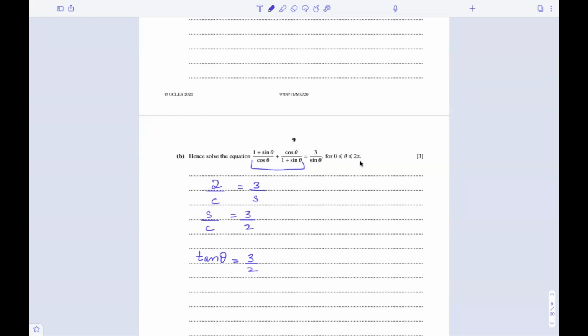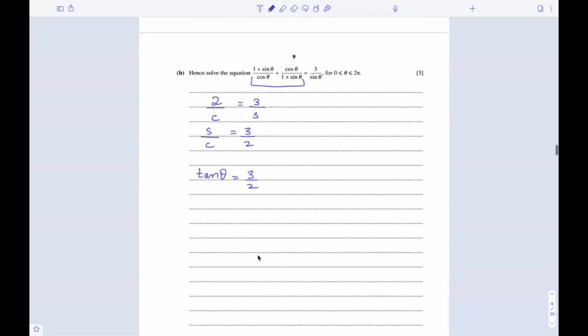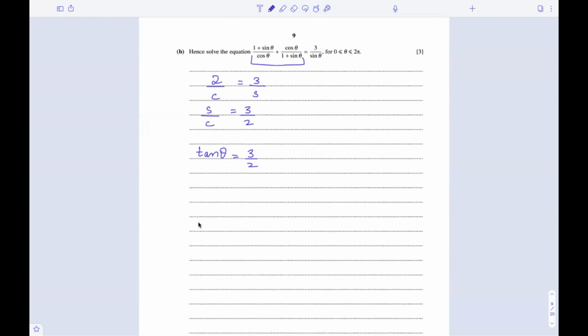And theta is from 0 to 2 pi, so our calculator must be in radian mode. Taking tan inverse of 3 upon 2, the basic angle is 0.983. We know that tan is positive in the first and the third quadrant. So we'll have 0.983 over here in the first quadrant and 0.983 with the x-axis in the third quadrant.